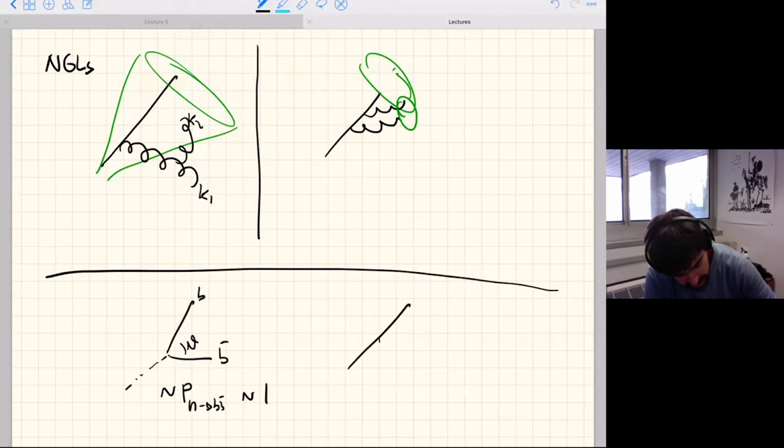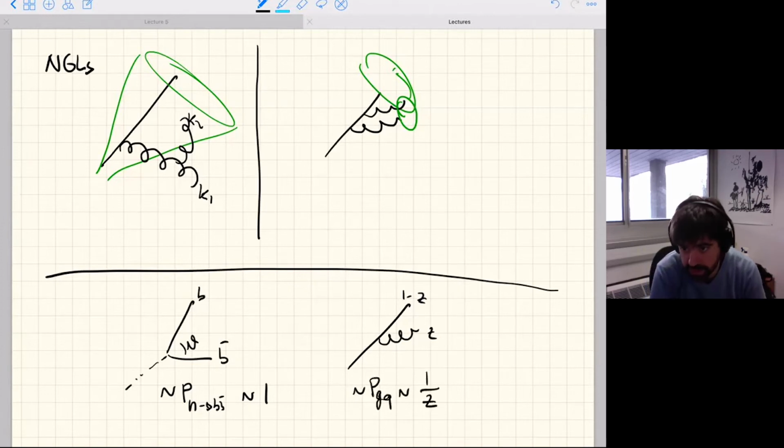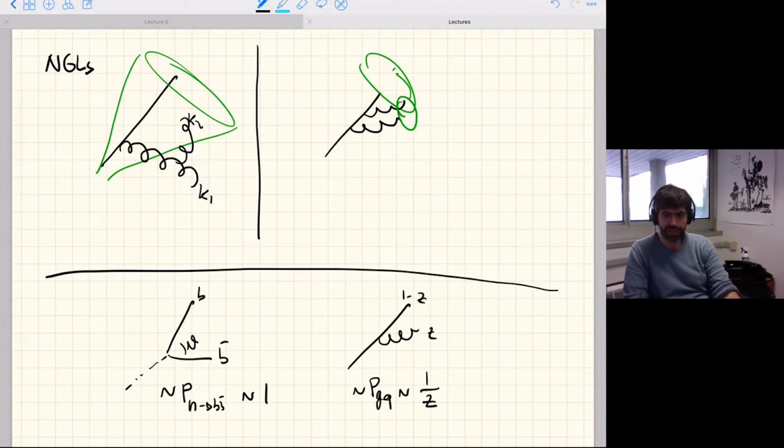On the other hand, if I have this type of splitting, with z and 1 minus z, the splitting function is proportional to 1 over z. So signal jets will be characterized by a symmetric sharing of the energy.